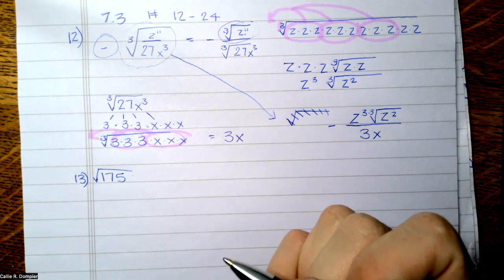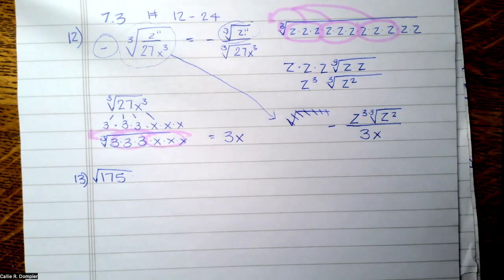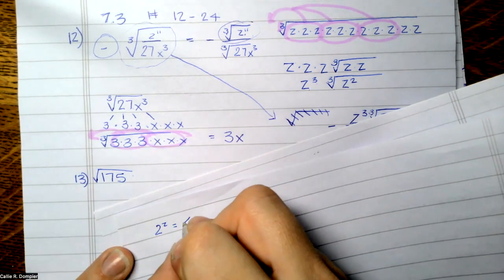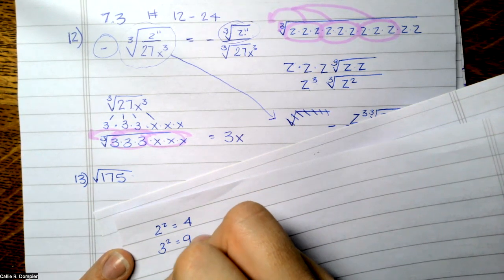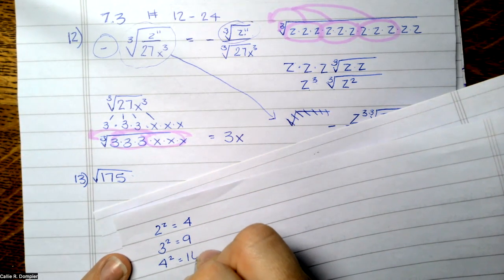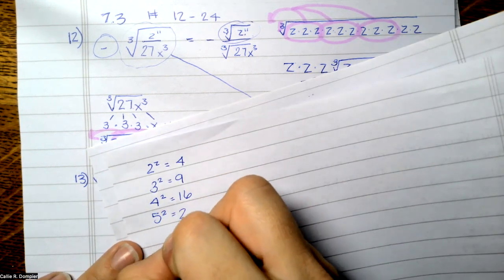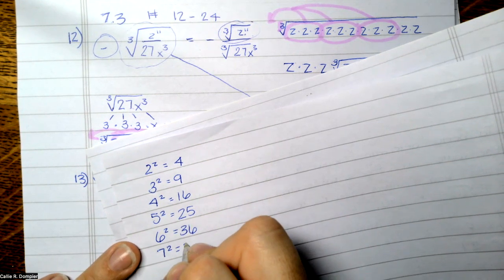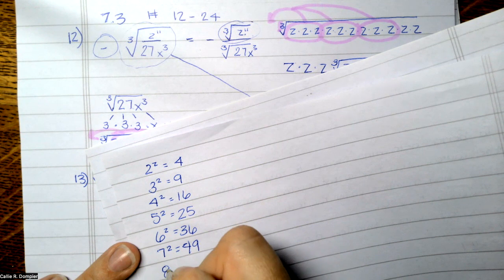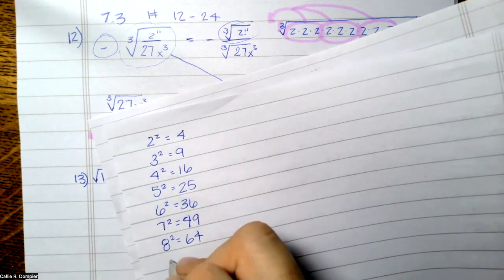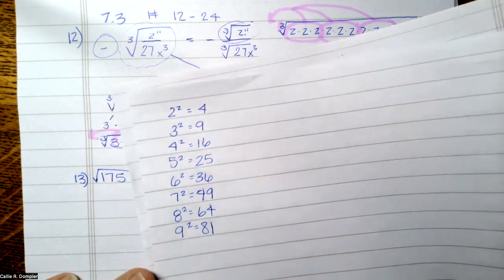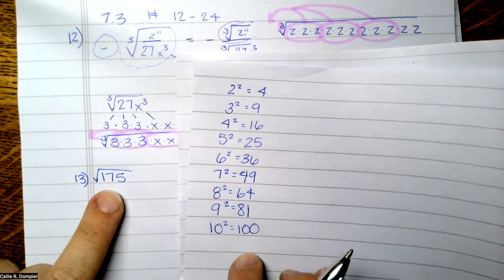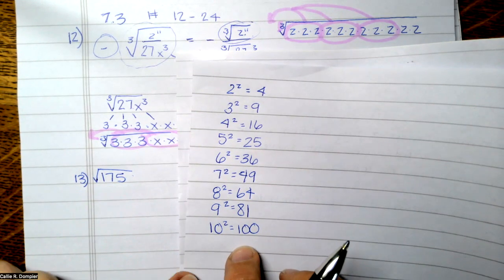Let's think about and make a list of perfect squares, okay? So 2 squared is 4. 3 squared is 9. 4 squared is 16. 5 squared is 25. 6 squared is 36. 7 squared is 49. 8 squared is 64. 9 squared is 81. 10 squared is 100, right? So now those are all under 125 or 175.